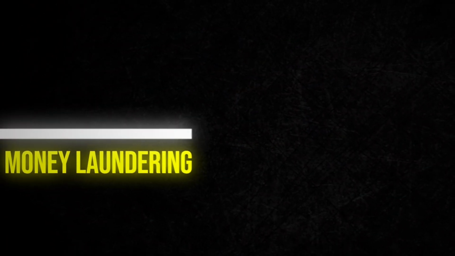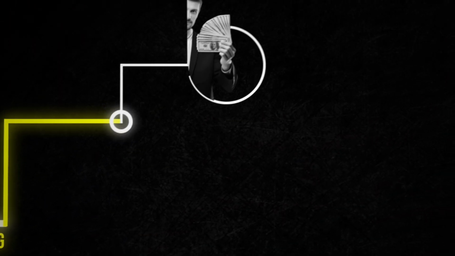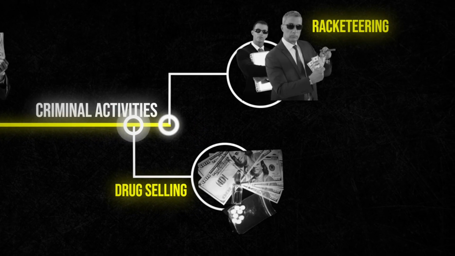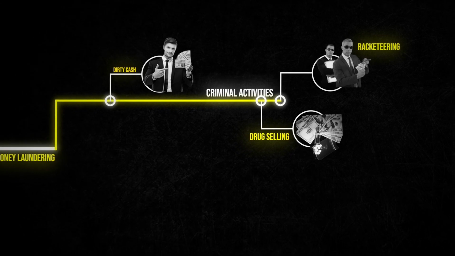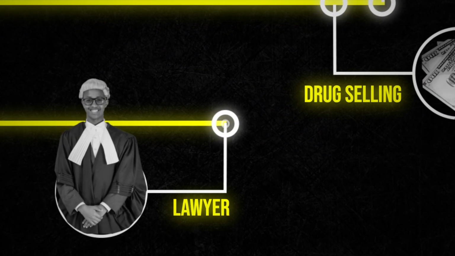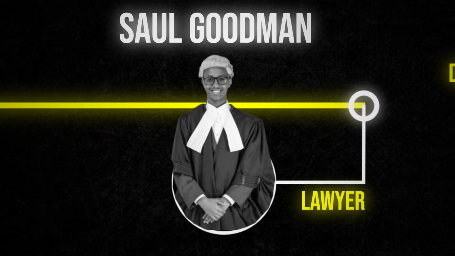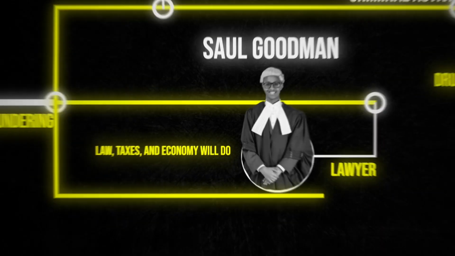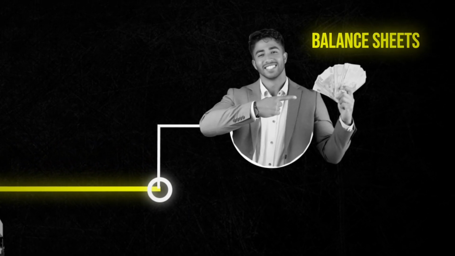Well, you'll need a couple of things. First and obvious, your dirty cash. This is the money usually obtained through criminal activities like drug selling, racketeering, or anything else that comes to mind. Second, a lawyer. He doesn't have to be a genius like Saul Goodman. The basic knowledge of law, taxes, and economy will do. And third, a legal business. You need something to generate legal income you can show on the balance sheets once the authorities come knocking on your door.